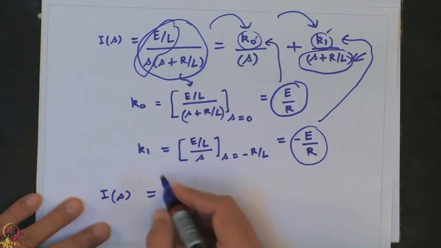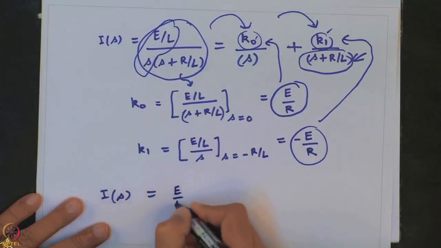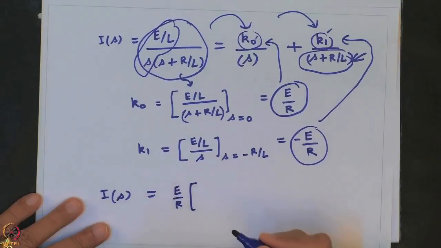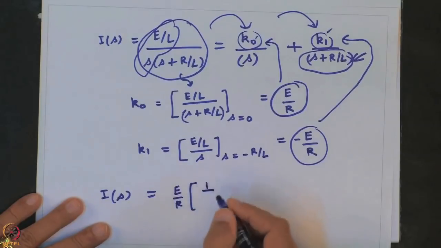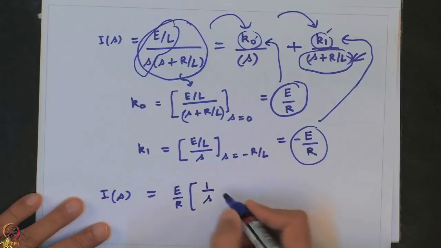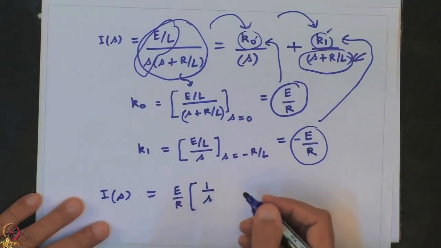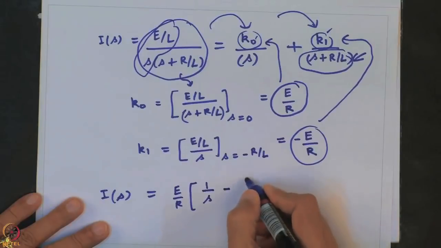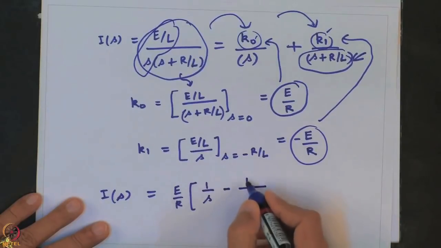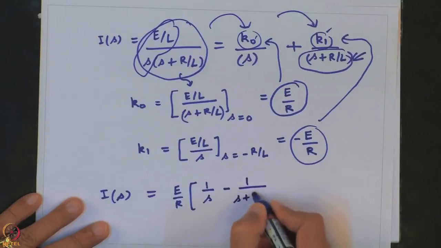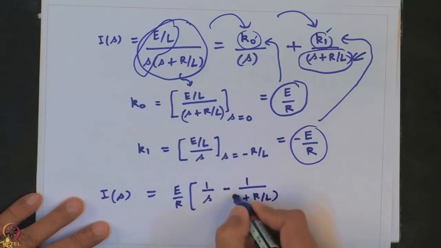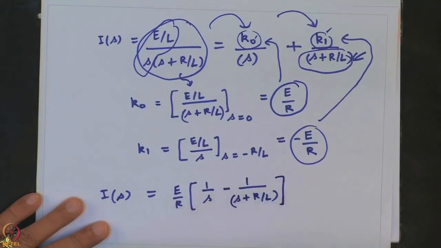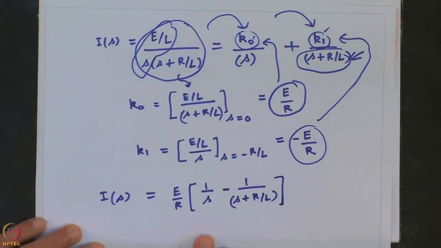So, I of s will be equal to E by R, and the first term would be 1 by s, and the second term would be minus 1 over s plus R by L. This will be the expression.